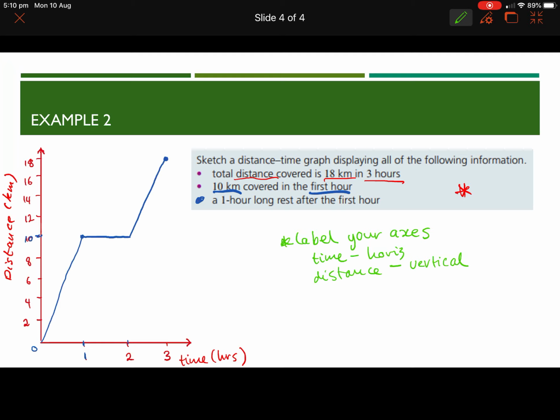Then you look at your key information and sketch it accordingly. Remember that the flat line is your rest. Your total distance is your end point, which in this case was 18 kilometres after 3 hours. So hopefully that helps, and you can now have a go at 6B by yourself.